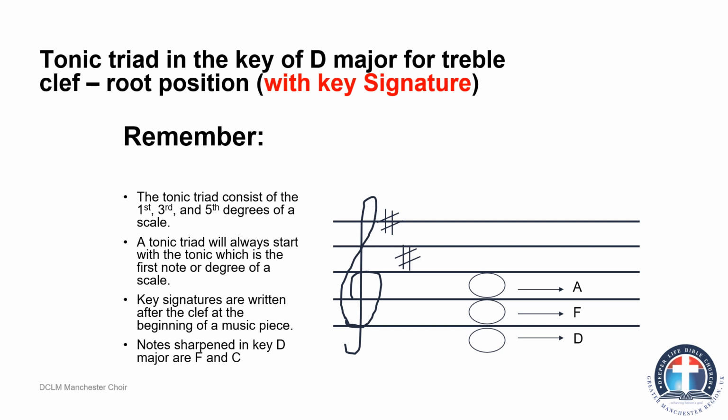Remember as well that key signatures are written after the clef at the beginning of a music piece. So that's where you know where your key signature is. So here we have how many sharps? Two sharps. Thank you. We have two sharps, and the notes sharpened in key D major are F and C. Thank you very much.